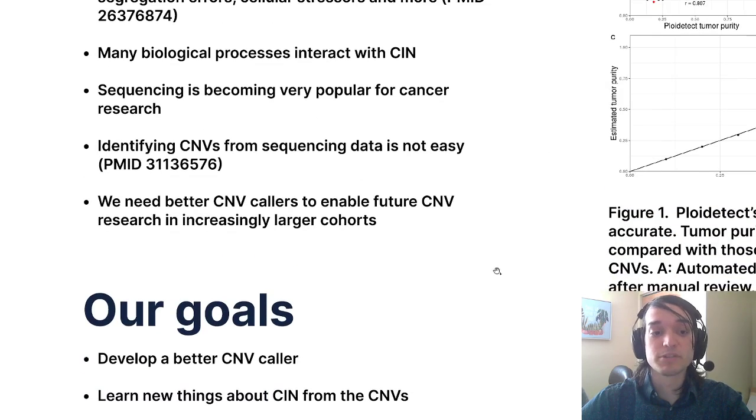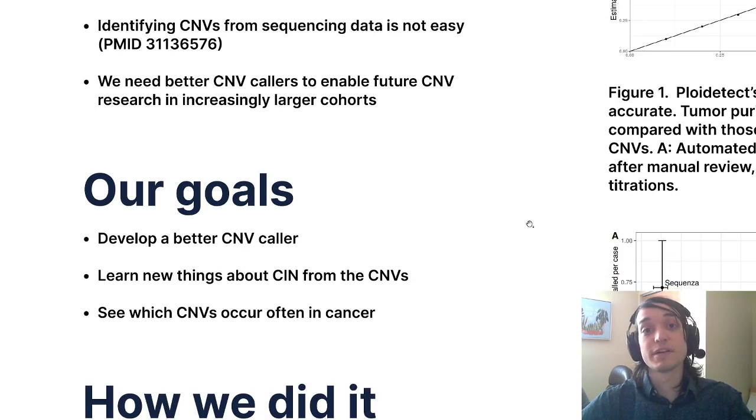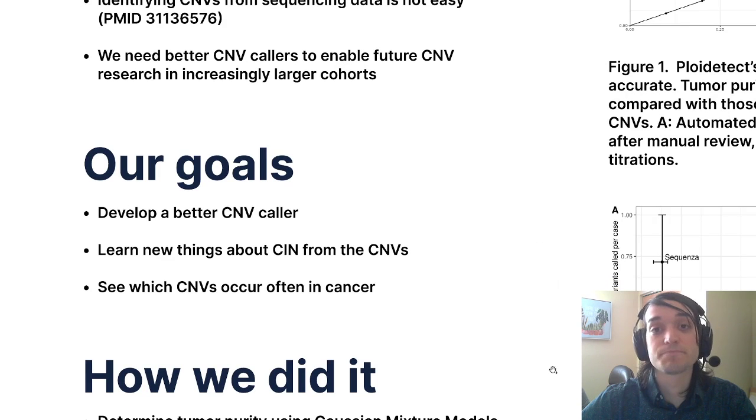interact with chromosomal instability. Right now, in a lot of cancer research, people are sequencing a lot of tumors, and because this is becoming very popular, it's really important for us to be able to identify copy number variants in tumor genomes with a high degree of accuracy in order to get the most out of these large data sets. So with that in mind, what we aim to do was to develop a better copy number caller than what already exists, and apply it to learn new things about chromosomal instability from the copy number data, and also just to see which copy number variants we can find that occur often in cancer.